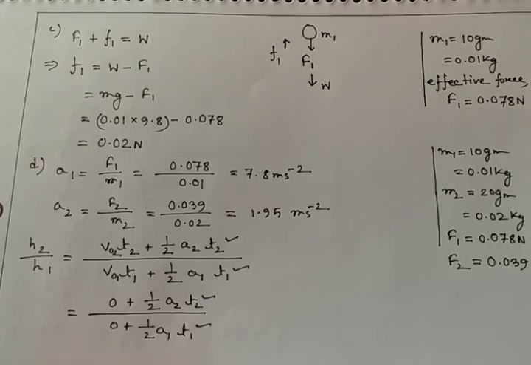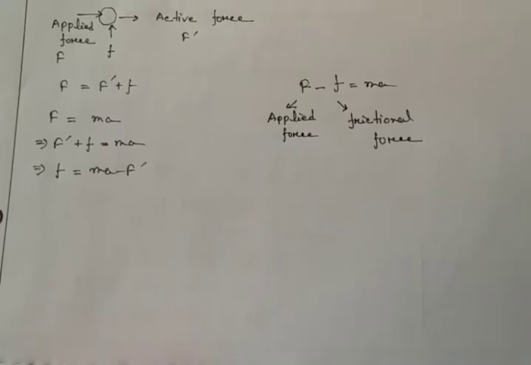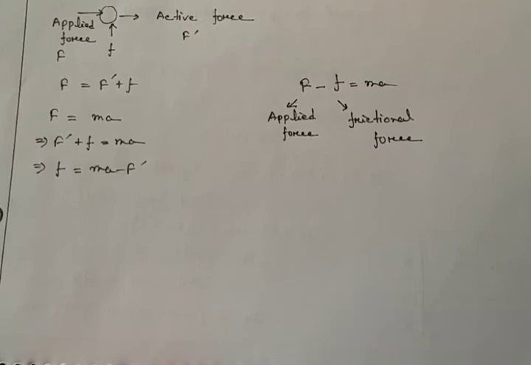If in our question, instead of telling about effective force, the applied force was given, we could write the equation as F minus Fk is equal to W. Whatever I'm trying to say to you is that if in the question the applied force is given, and there is a frictional force, then the active force will be, for example, F dash, and the total applied force is equal to active force or effective force plus frictional force.